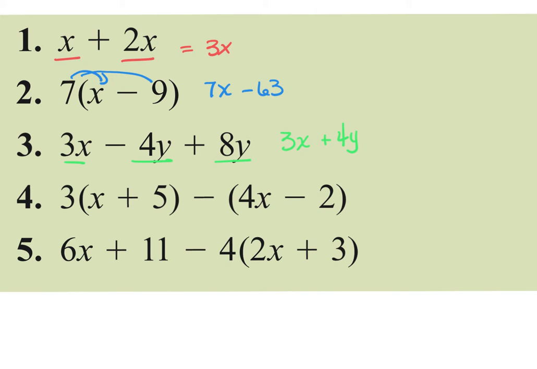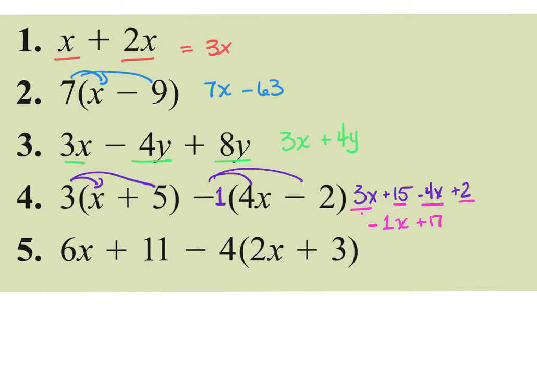For this next one here, you distribute 3 times x plus 3 times 5. Distribute a -1. -1 times 4x. -1 times -2. And then you have a couple pairs of like terms here. You have a 3x and a -4x, which gives you a -1x or -x. A 15 and a 2 gives you a 17. And so this would have been your final answer here for this one.